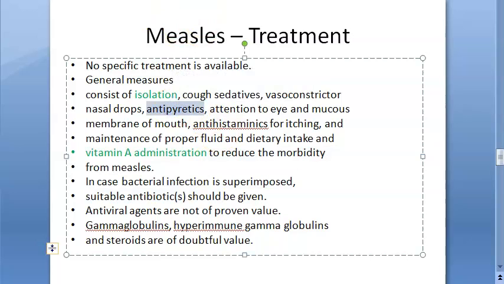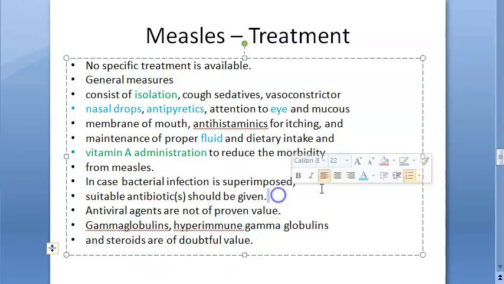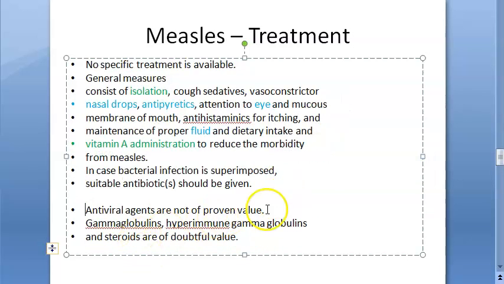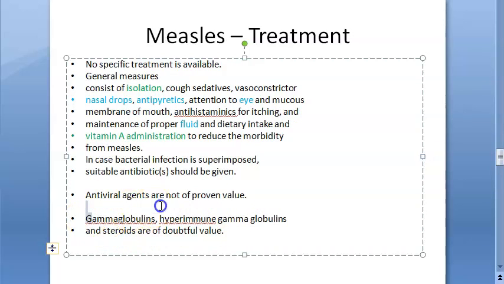So don't forget, for fever you will give treatment. If there's any itching you will give treatment for that. Then maintain proper fluid and dietary intake. If there's any eye problem, look at that. Nasal drops they are giving because nasal discharge was there. Cough sedatives if there is cough. Then if there is a superimposed bacterial infection, only then will they give antibiotics. Antivirals have not been found to be of any use. That's why they are saying no specific treatment. Gamma globulins, hyperimmune gamma globulins and steroids are of doubtful value.